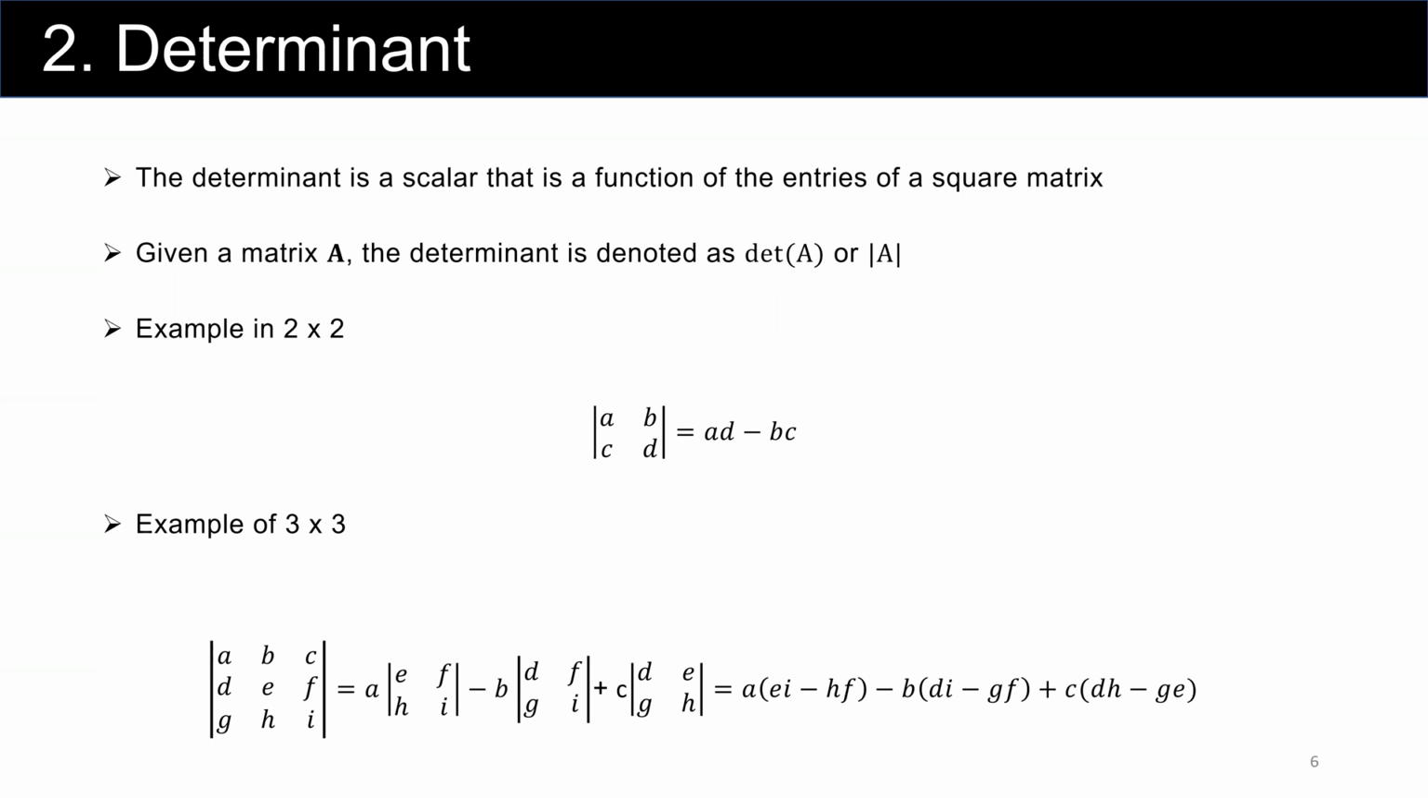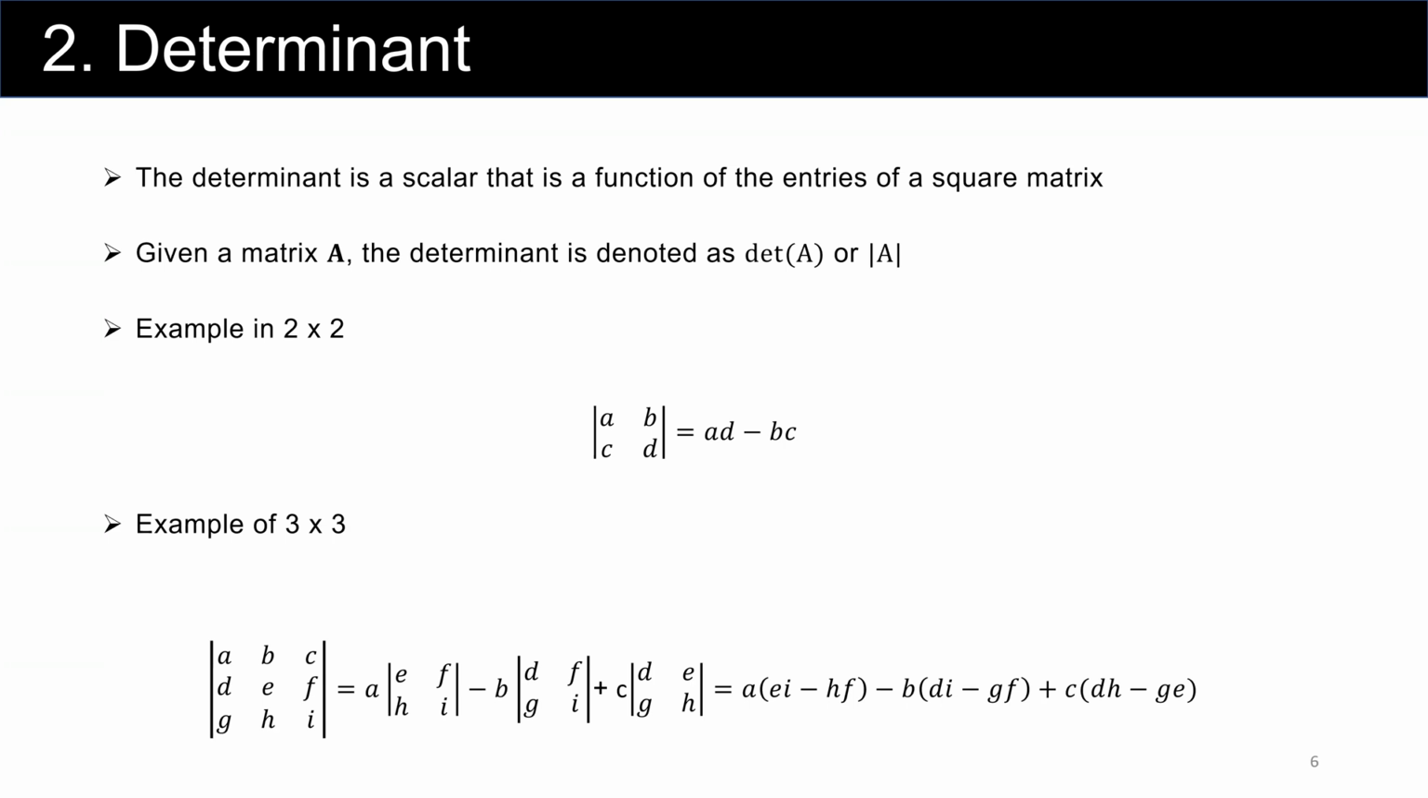But what is a determinant? It's a numeric quantity, a scalar computed using the entries of the matrix A. One common use of the determinant is to find whether a system of equations, which is represented by a square matrix, has a unique solution or not. If the determinant is equal to 0, the system doesn't have a unique solution. We are going to explore this further later.